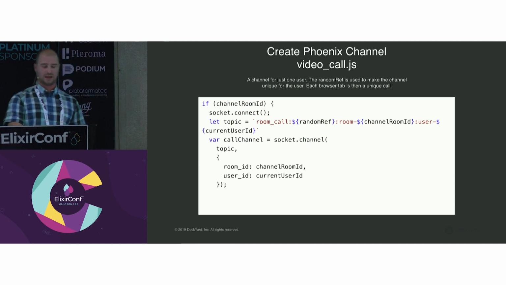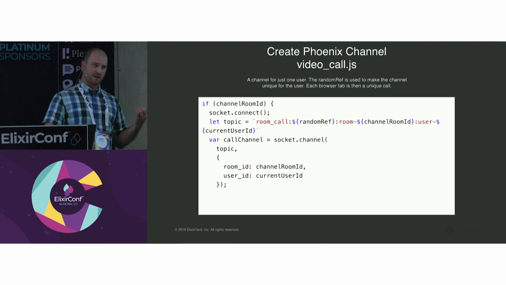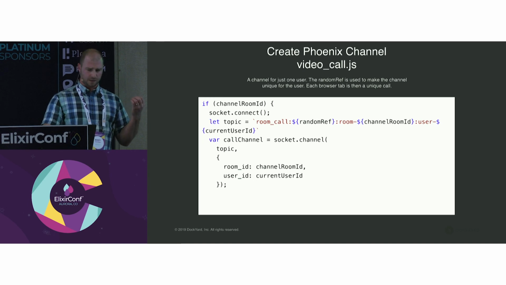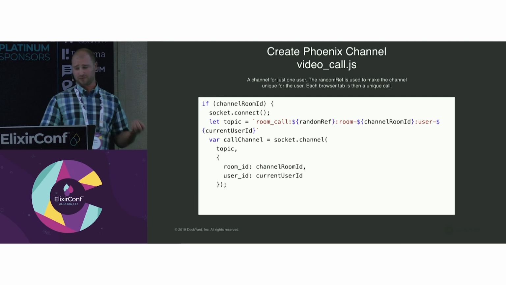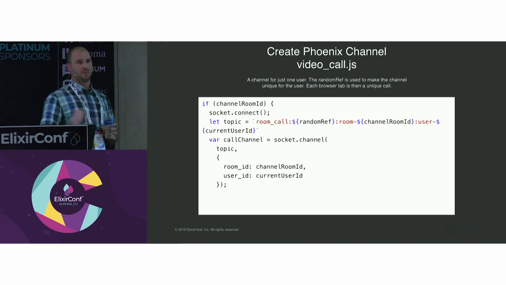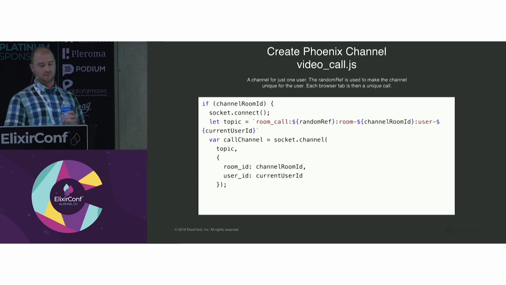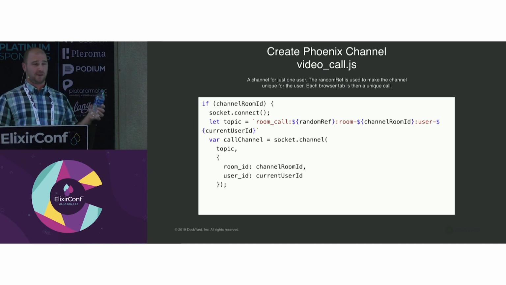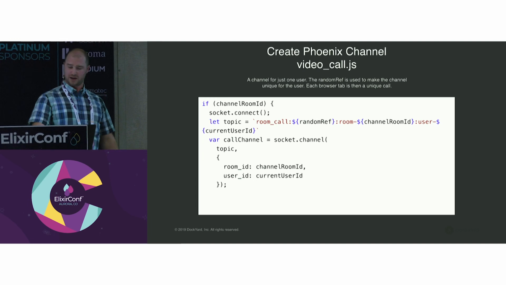So this was another topic in particular that I had a hard time getting my head around. This is a channel of one, a channel for just one user, which normally you think you have a channel with a bunch of people. But because Janus is doing its video room logic, you really just want messages to go to this one user, and in particular, their one browser tab. So I made a random reference so that if they opened up multiple browser tabs, it wouldn't crash. In reality, you wouldn't want to do this, but you could publish multiple streams to the same room, other than for testing purposes. It was a good example of how to use a Phoenix channel in a slightly different fashion.